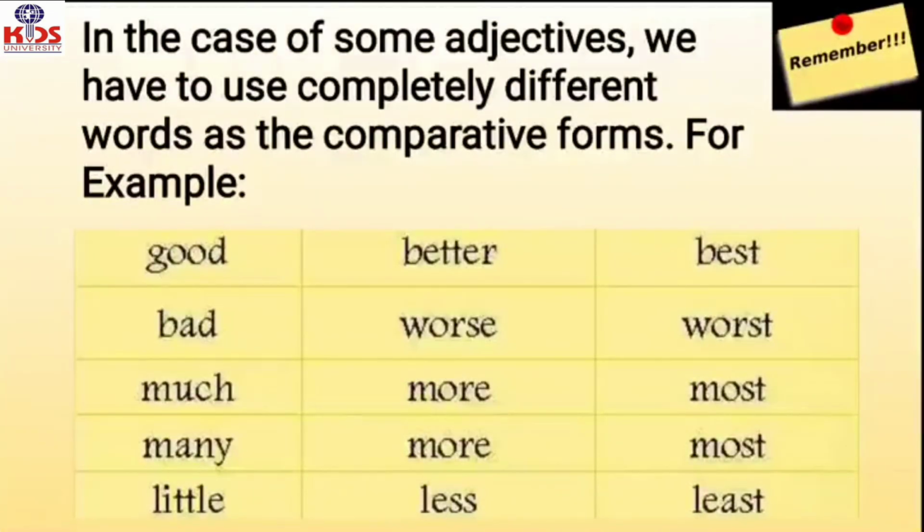Now remember, in case of some adjectives, we have to use completely different words as the comparative forms. For example, the comparative forms of good are better and best. The comparative forms of bad are worse and worst. In the same way, the first comparative form of much is more and the second is most. Many, more and most. Little, less and least.